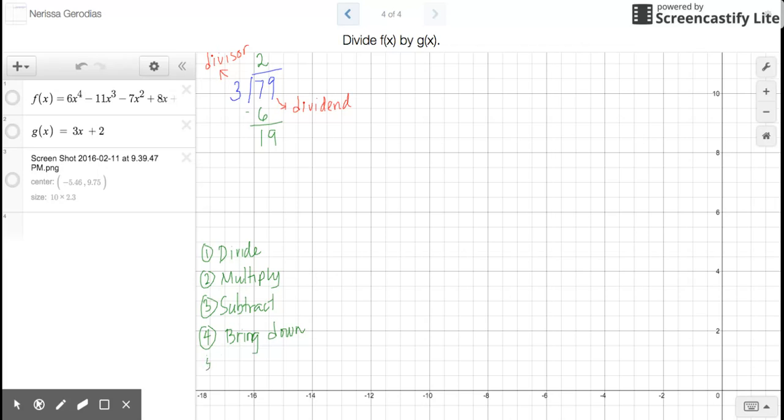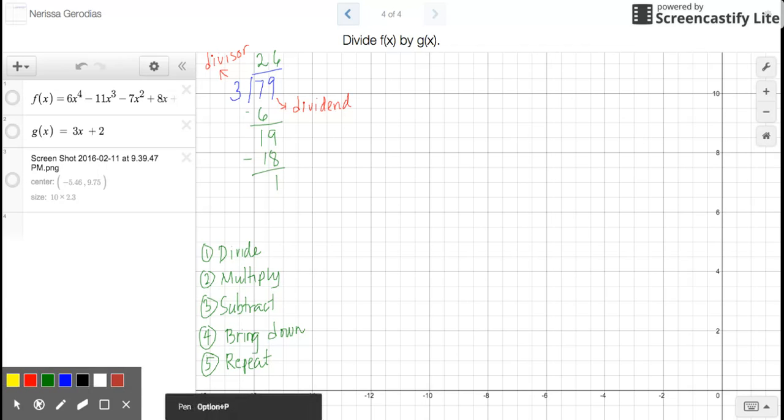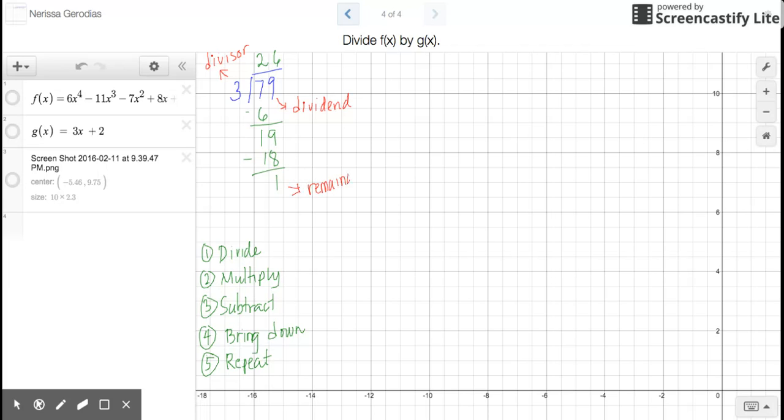And then we repeat the process. So we divide again, multiply, subtract, bring down. So 19 divided by 3 is 6. 6 times 3 is 18. 19 minus 18 is 1. But because there's nothing more to bring down, we stop here. We call 1 the remainder. If the remainder is 0, then we say 3 is a factor of 79. But since the remainder is not 0, then 3 is not a factor of 79.